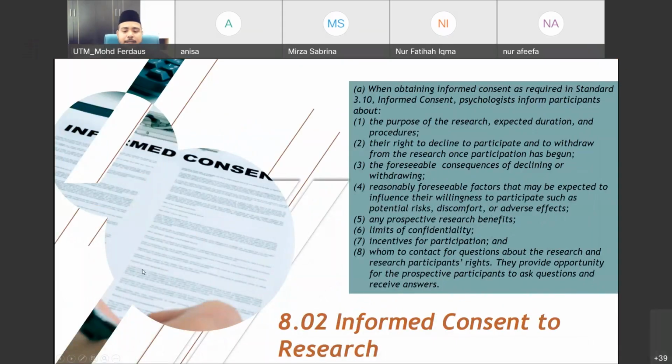Okay, the second aspect in research and publication, standard 8.02, informed consent to research. Basically, it's a very important aspect.